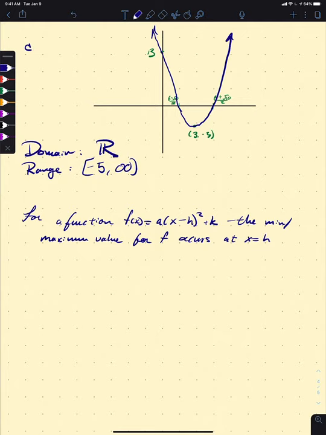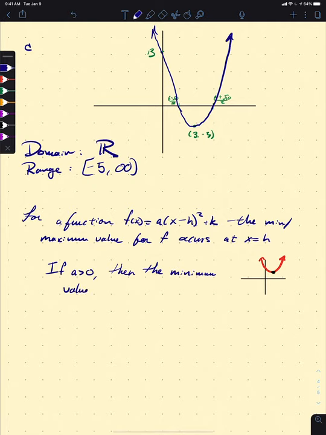Because for these functions, we have the tools to find these, right? In the case where a is greater than 0, let's just throw a little graph in the corner. When a is greater than 0, our parabola is going to open upward, which would mean that this point, the vertex, is the minimum of the function, right? So if a is greater than 0, then the minimum value is f of h, and it's equal to k, right?